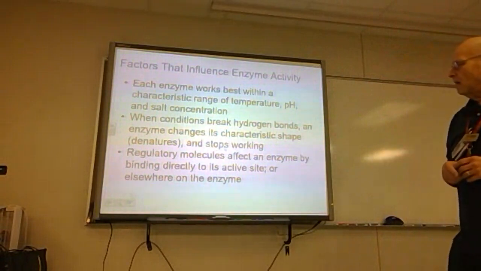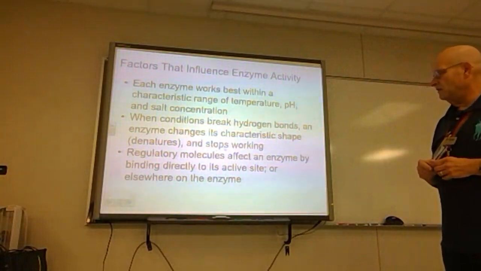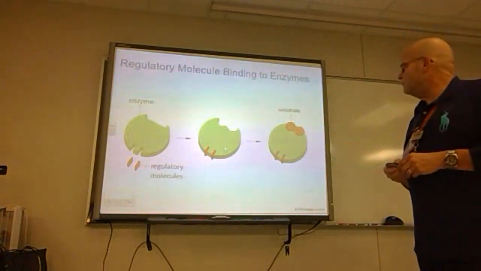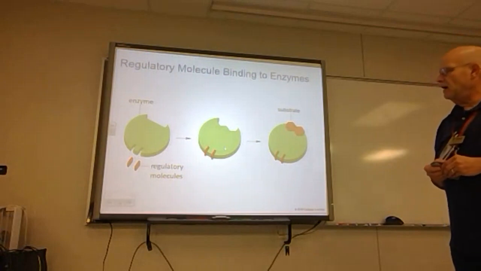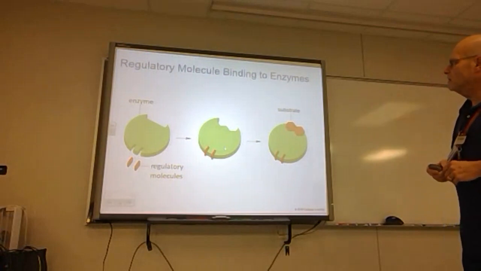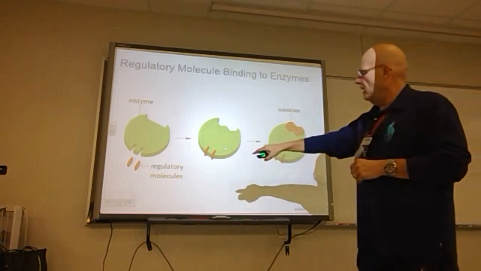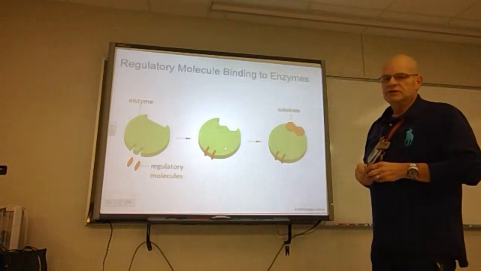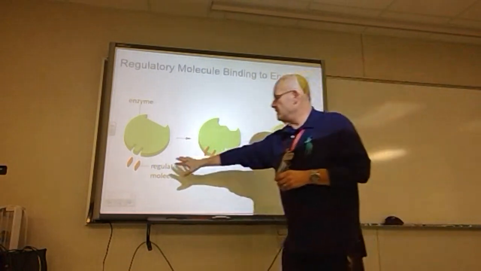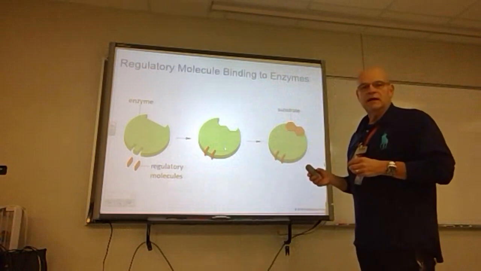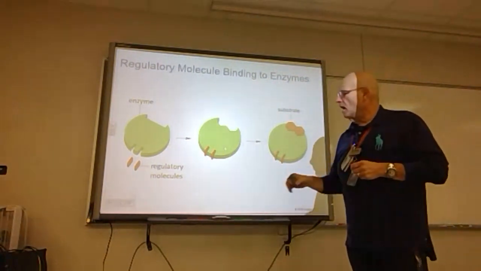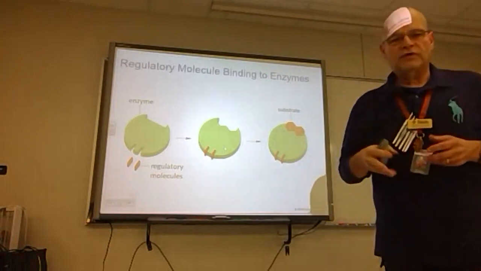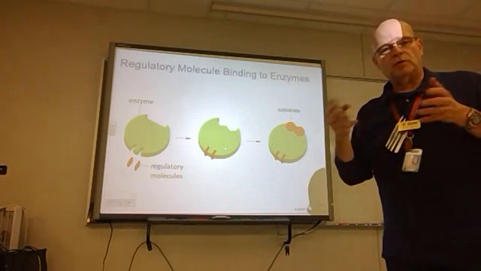You have things called regulatory molecules that affect enzymes by binding directly to their active sites or elsewhere on the enzyme. And I suspect, yes, this will be a nice little item to show how regulatory molecules work. You see, you have an enzyme. It has to have these two little regulatory molecules attached to it, and then your substrate's attached. Generally what happens in these reactions, if the regulatory enzymes are absent, one of two things will happen. If the enzymes are absent, the substrates may not get there, or the substrates may not be able to attach, so sort of a polarity happens.